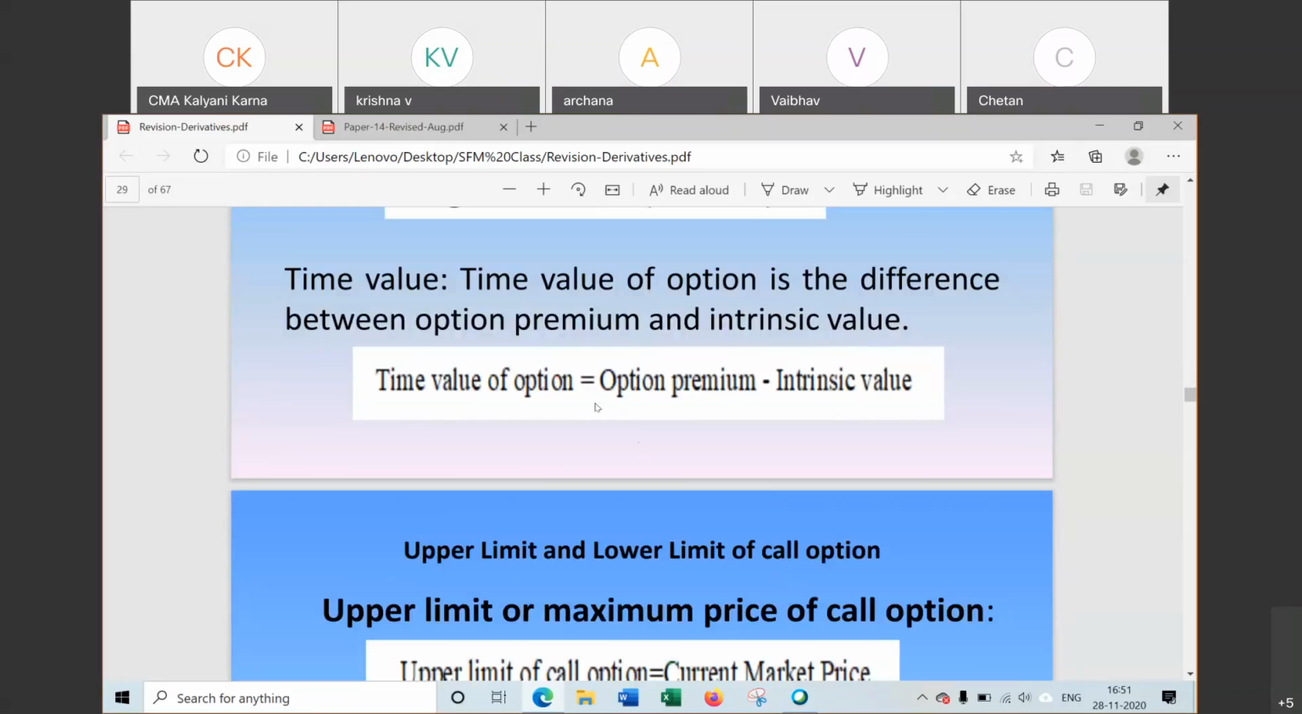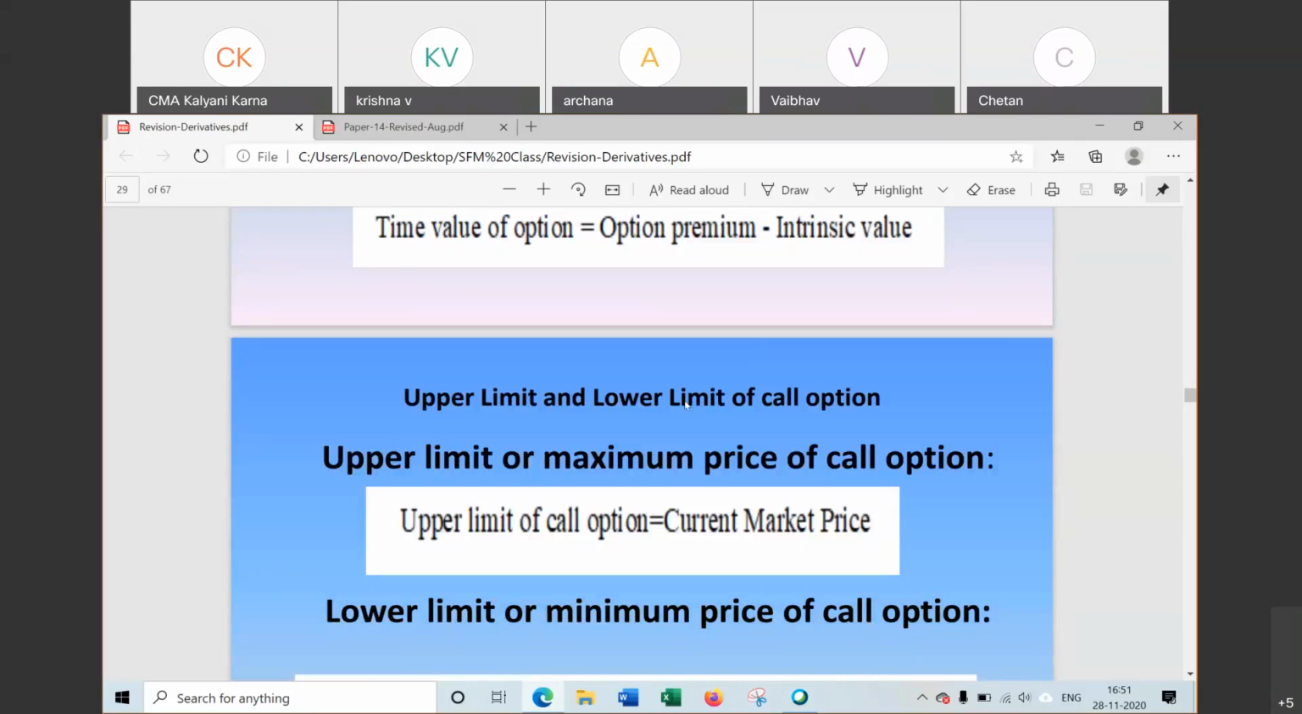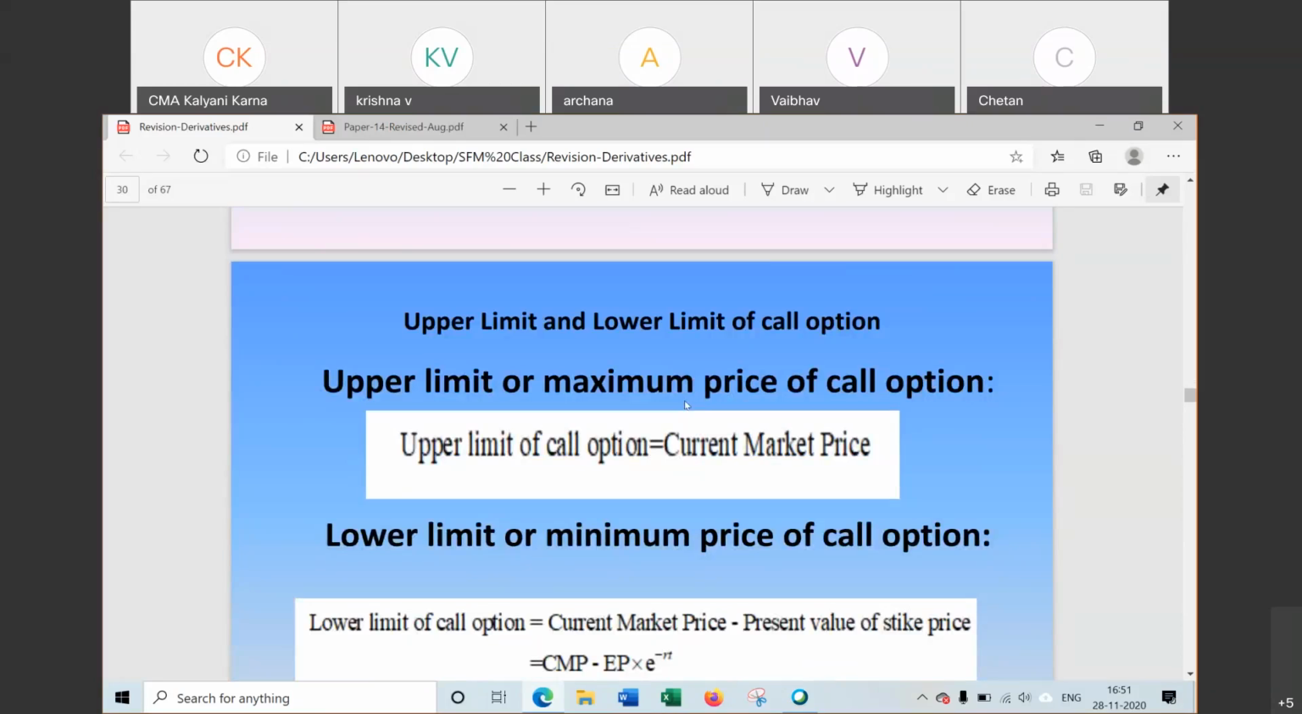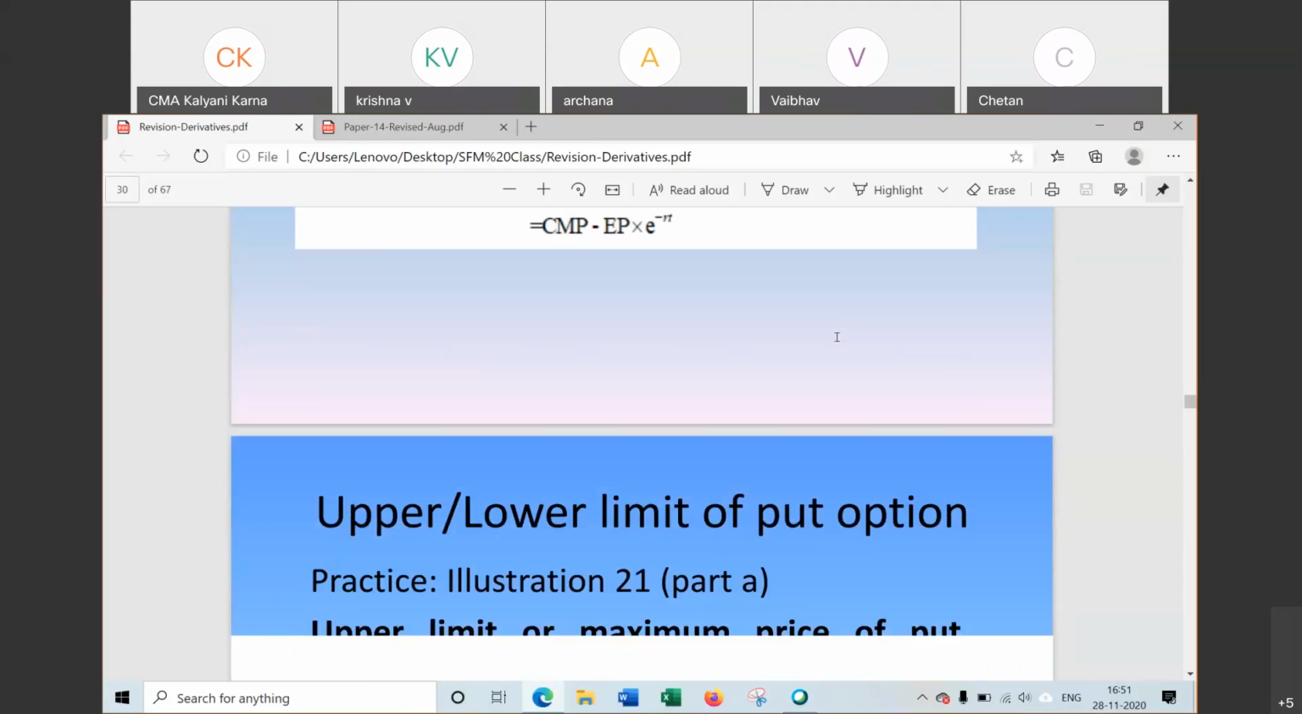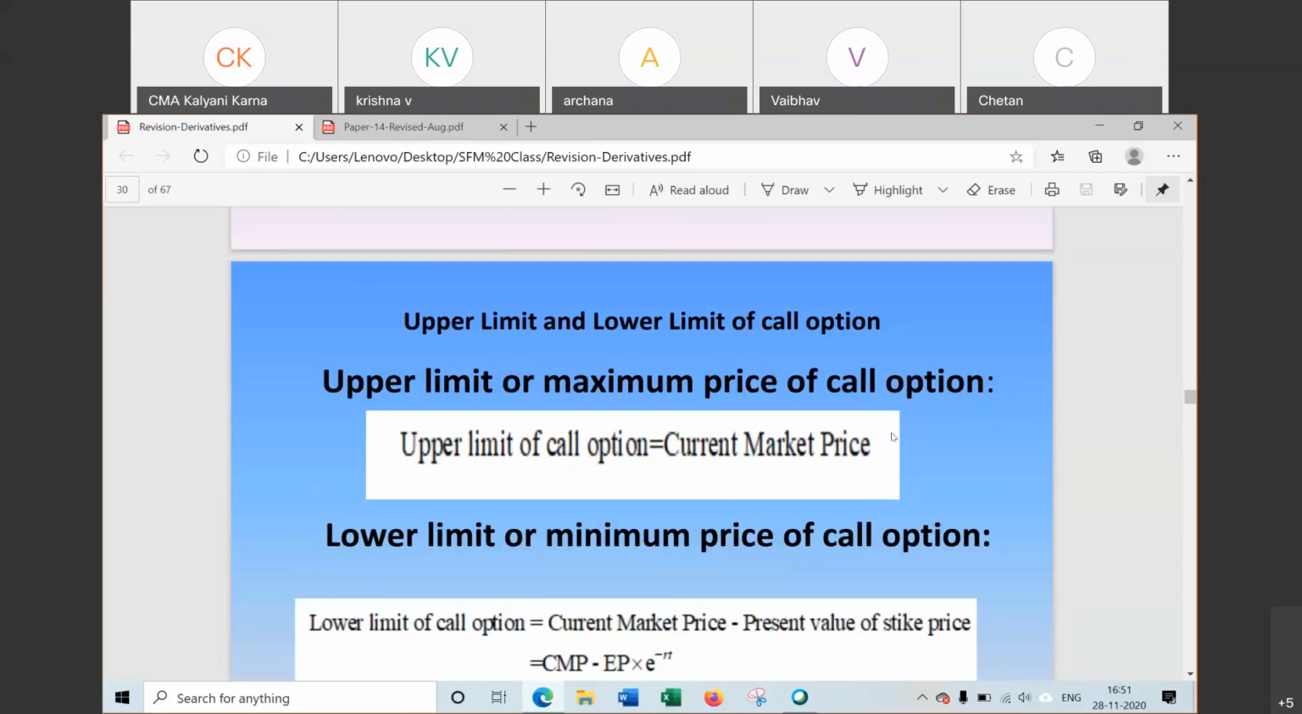Now time value. Time value is option premium minus intrinsic value. Option premium is the amount paid by the buyer to the seller to buy the right. Now the next topic in options, that is computation of upper and lower limit. So upper and lower limit for a call option, and upper and lower limit for a put option.